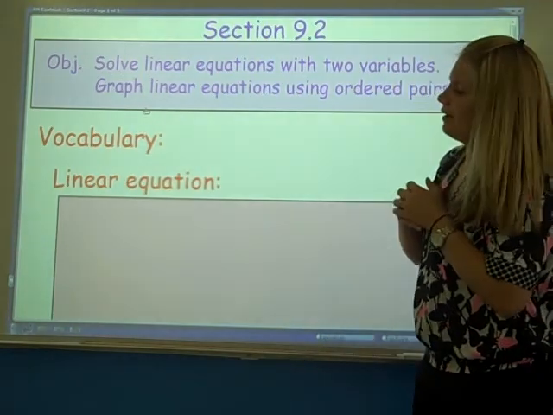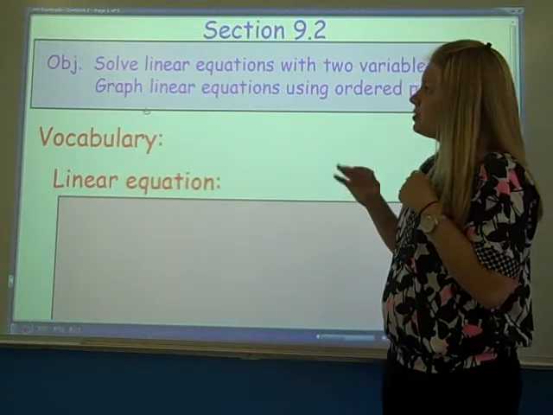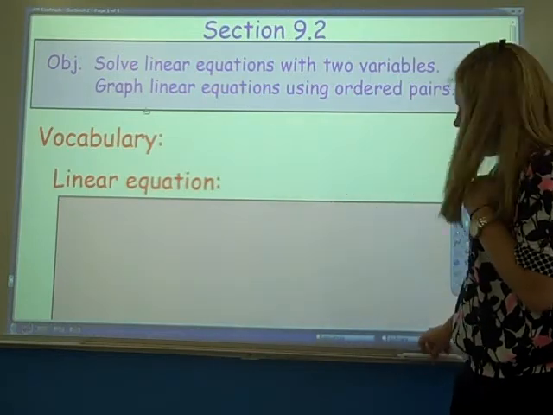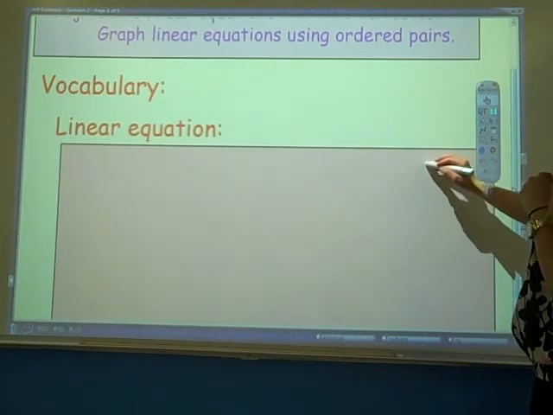9.2 today. This is going to be a little bit longer of a lesson. There's a lot of stuff crammed in, just letting you know. First, we have some vocabulary. There's a linear equation. Let me give you that vocabulary.